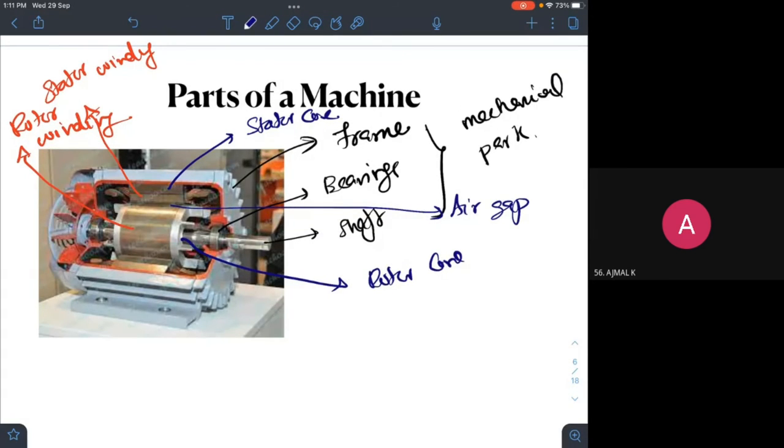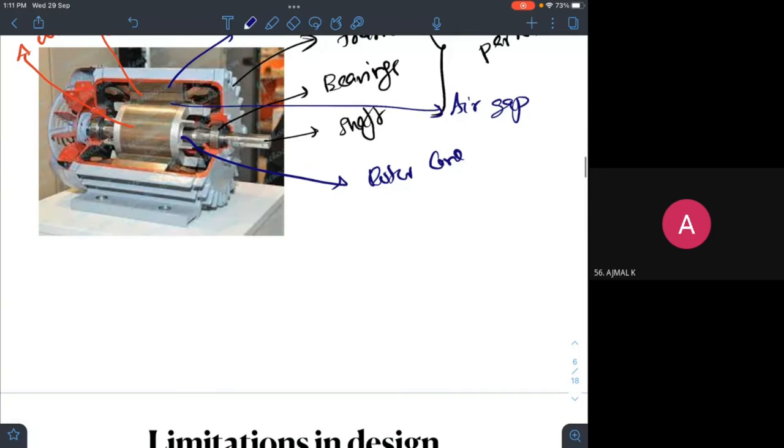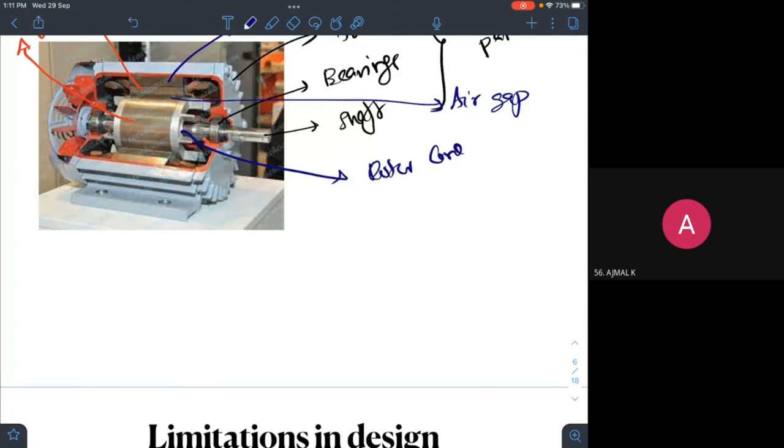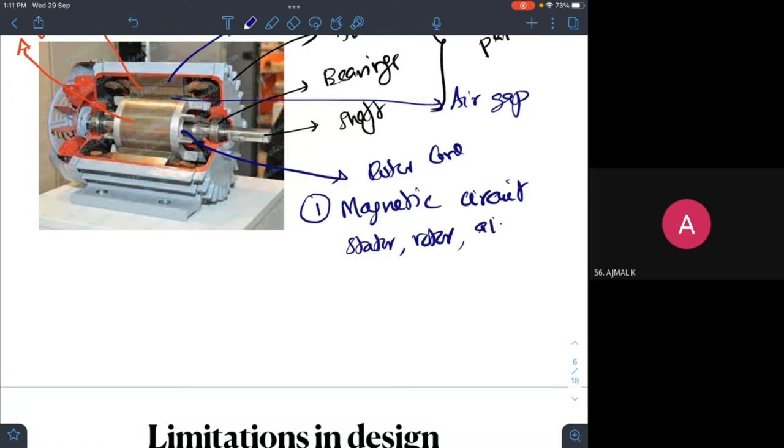We can classify this into different circuits. The basic structure of a machine will constitute different circuits. The first and most important one is the magnetic circuit. It consists of the stator and rotor teeth and the rotor core. It will constitute the stator, rotor, and the air gap, because through these three parts your magnetic flux is passing.